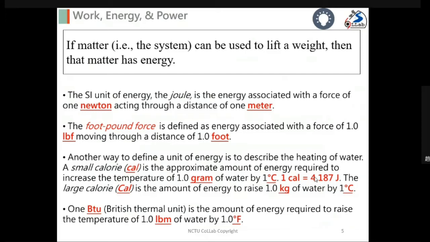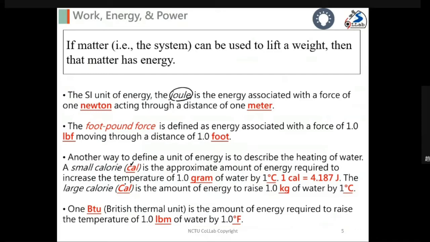So this slide just summarizes all units which are widely applied to the problems. So what is work? Work also indicates energy. So this is the very normal unit for energy. We call that the joule. That means the energy associated with a force of 1 Newton acting through a distance of 1 meter.